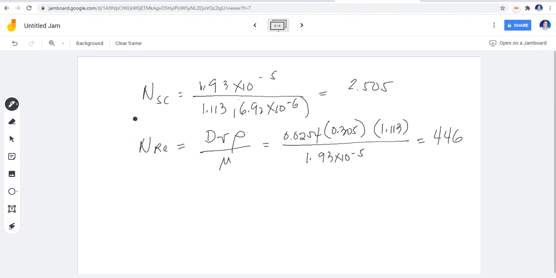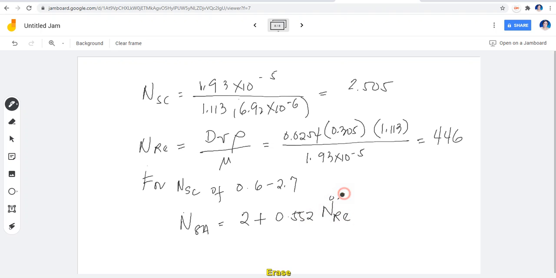So if we go back to our slide later, I'll show you, for a Schmidt number in the range of 0.6 to 2.7, the appropriate Sherwood expression is 2 plus 0.552 multiplied by the Reynolds number raised to 0.53 multiplied by the Schmidt number raised to 0.33. Now, where was this taken from? Okay, we'll go back to our slide.